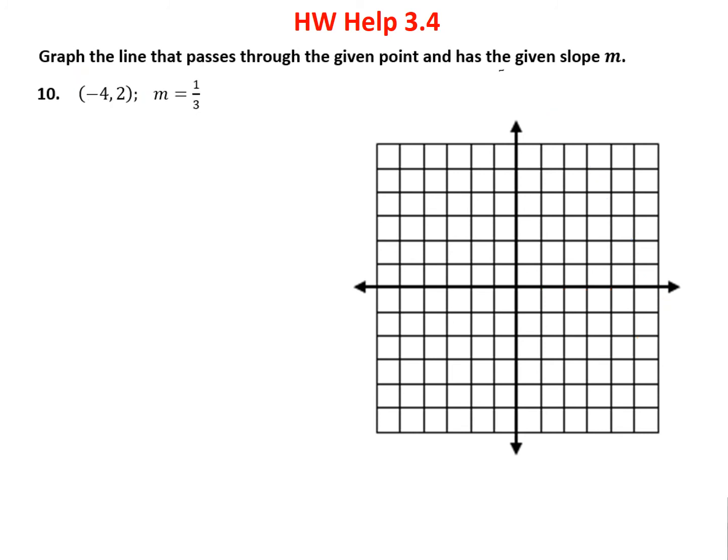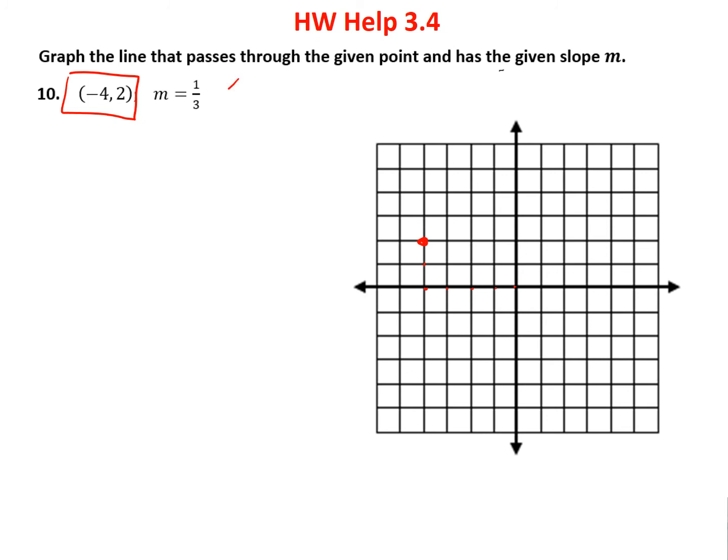Problem 10, again, is like problems 8 and 9. We're going to start with the point and graph our first point. X is minus 4, so from here go back 4: 1, 2, 3, 4. Then y is positive 2, so we go up 2. There's our first point. Our slope is 1 over 3.